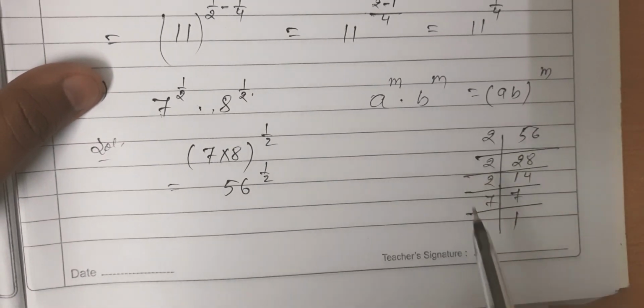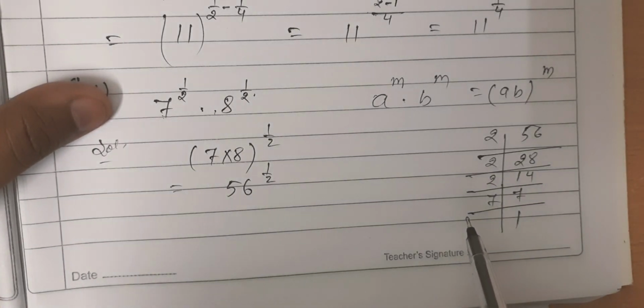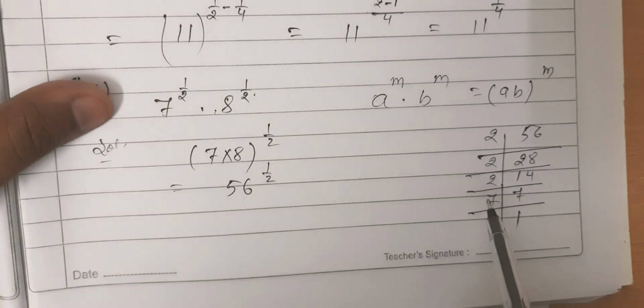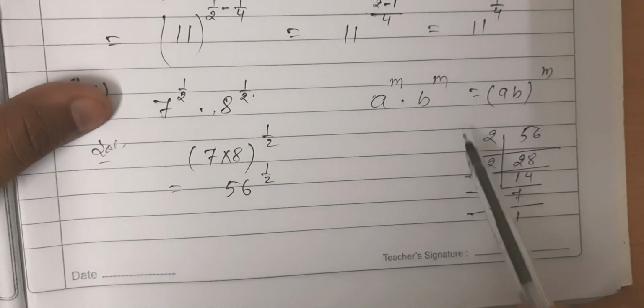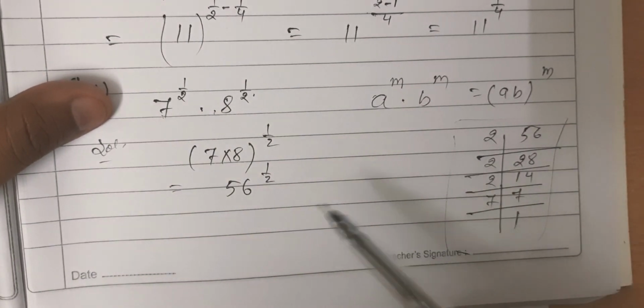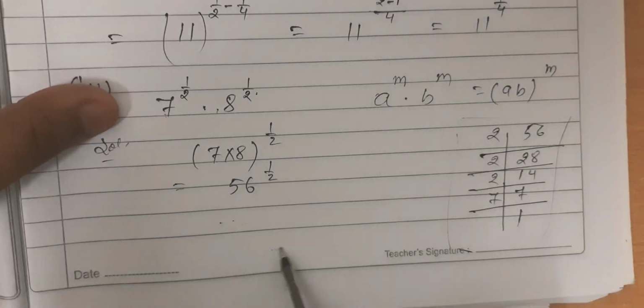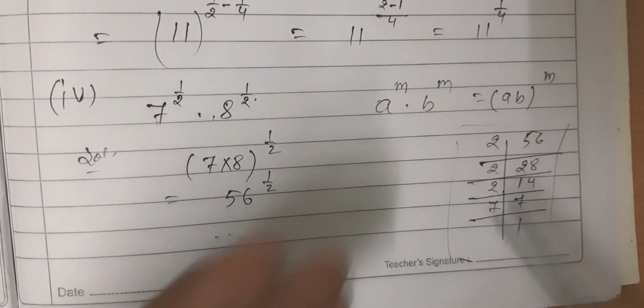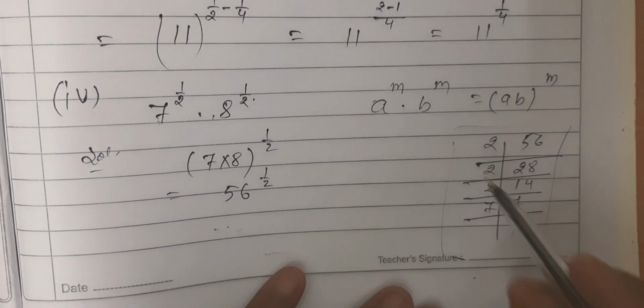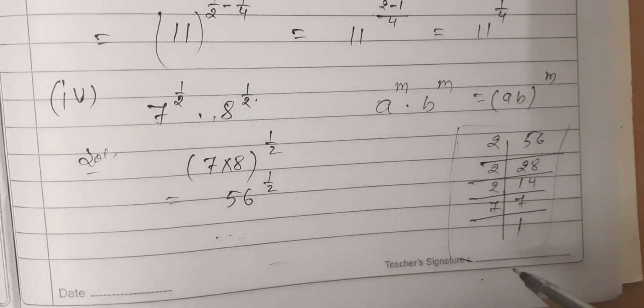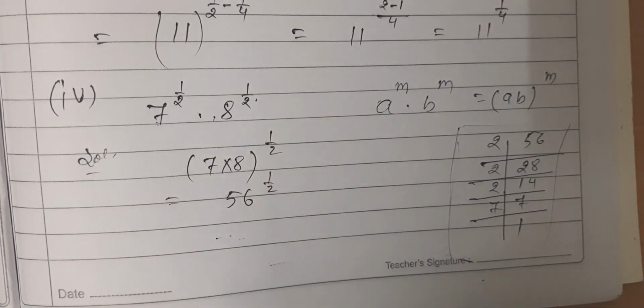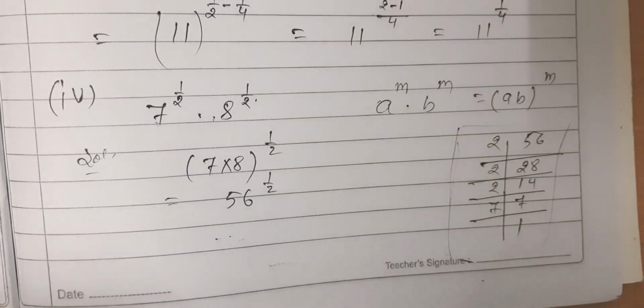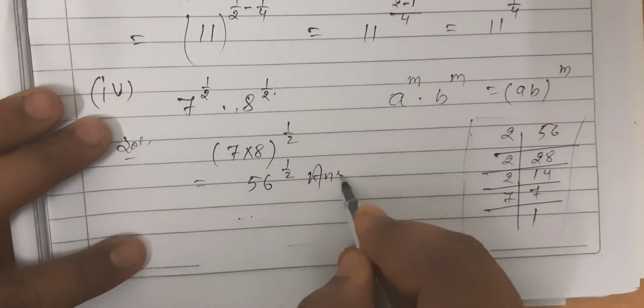Or see, we have already done the chapter square and square root, cube and cube root. So there is no need to find. We know that 56 is not a perfect square. But if you don't know, you can find it like this. I have done it here so that you will understand how to find whether it's a perfect square or not. So this is the answer.